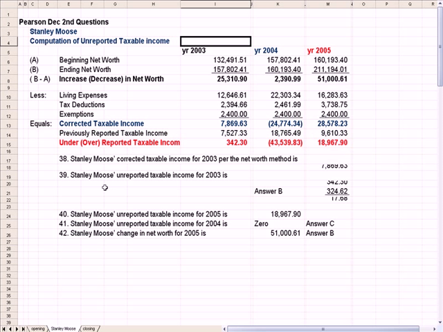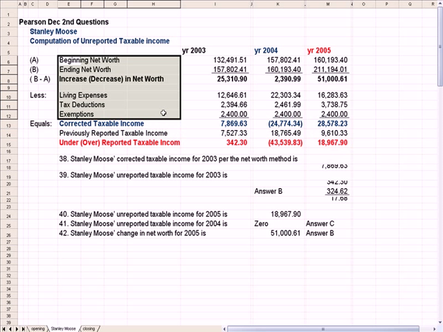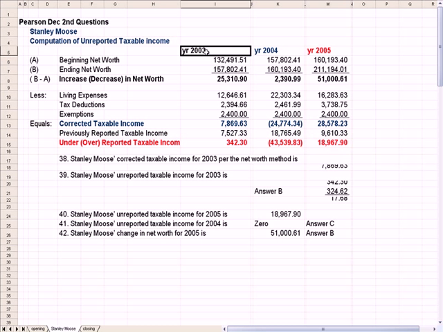The student was given a question, and all this data was provided. So we have years 03, 04, 05. Let's just look at 03 as our first example. We have beginning and ending net worth, which created an increase in net worth, a positive number of 25,310.